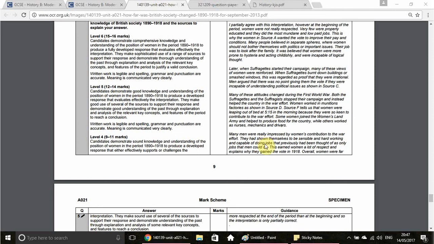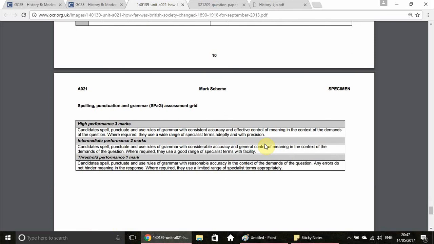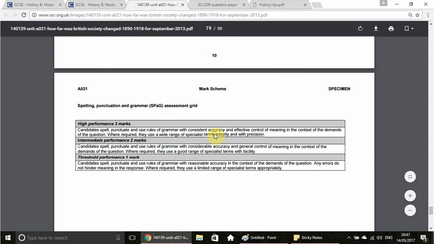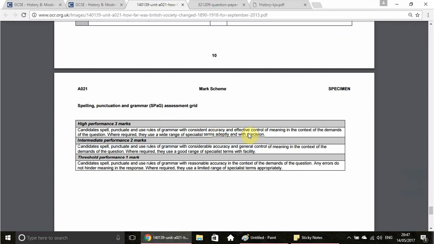Don't forget, this is the answer that you get your SPAG marks on. It's really important that you use specialist terms, so that means use words like franchise instead of vote, and try to make sure that you're spelling things correctly as you go through. So you must check over question 5 at the end of the exam if you've got any time at all. Okay, so that's paper 2.